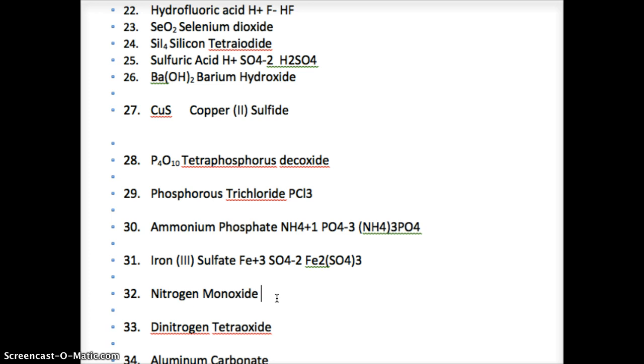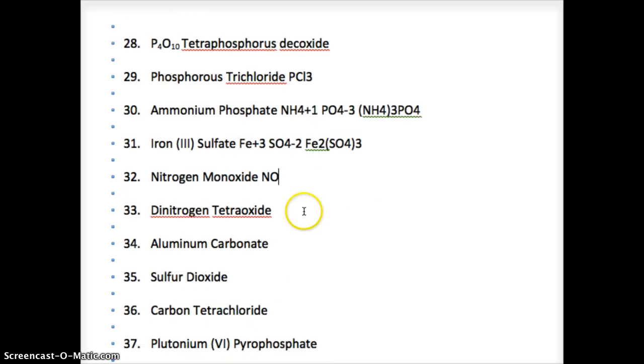Number 32, nitrogen monoxide. So you just do what it tells you. Nitrogen, 1 oxygen. Okay. Number 33, dinitrogen tetroxide. So once again, do what it tells you. So dinitrogen, there's 2 of them. Tetroxide means there's O4.